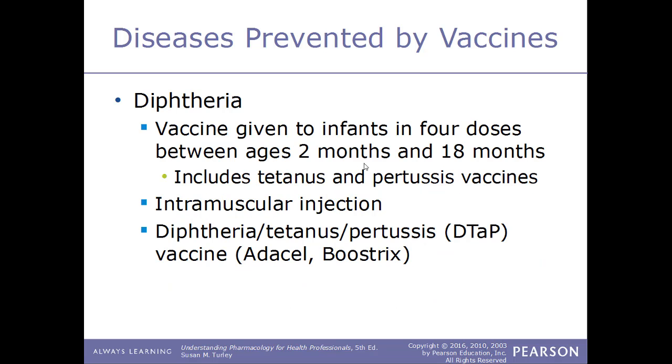The vaccine for diphtheria is given to infants in 4 doses between the ages of 2 months and 18 months. This is often included with the tetanus and pertussis vaccine. This vaccine is given through an intramuscular injection, and is more commonly referenced as DTaP, diphtheria, tetanus, and pertussis. The trade names for this vaccine include Adacel and Boostrix.